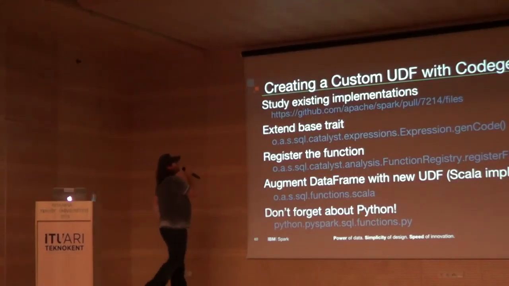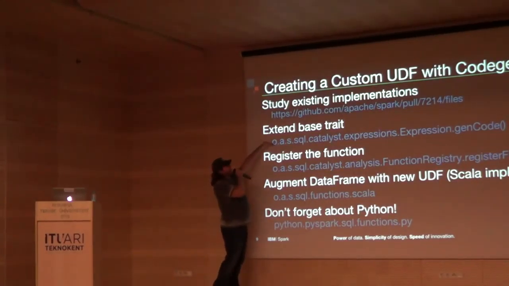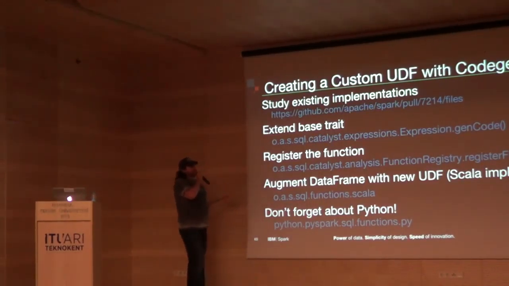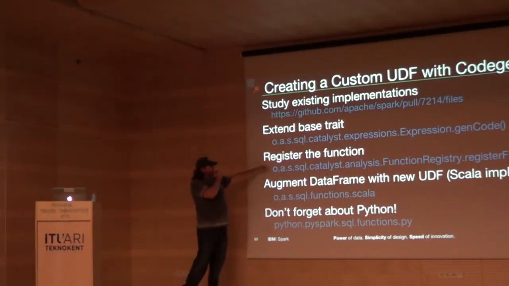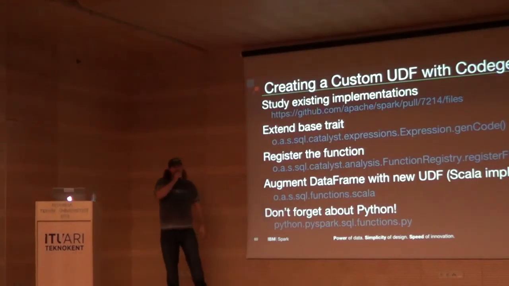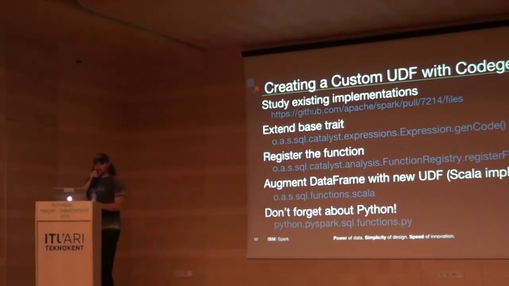But yeah, you start with that trait, you extend it. Take a look at that example, it's really good. It's really not that much code. You just have to sit down and write it. You have to register the function with this function registry thing. Do some Scala stuff, and then of course don't forget about Python. Yeah, if you're going to do it for Scala, make sure you do it for Python.